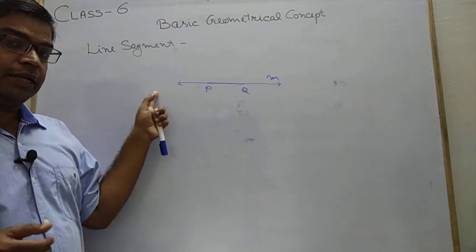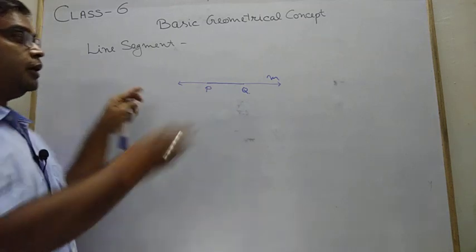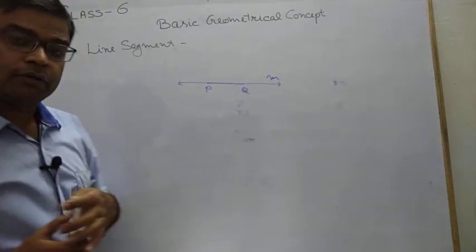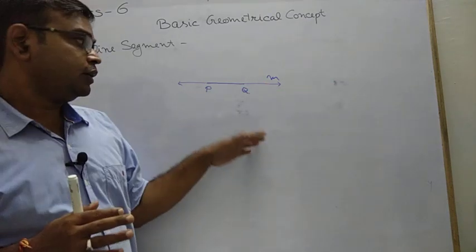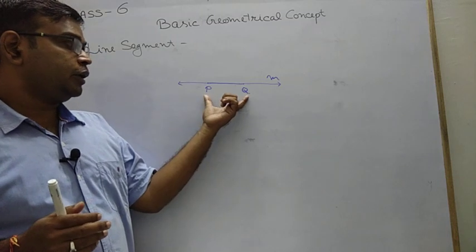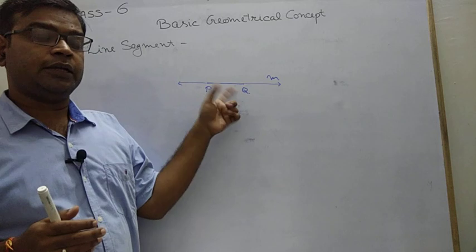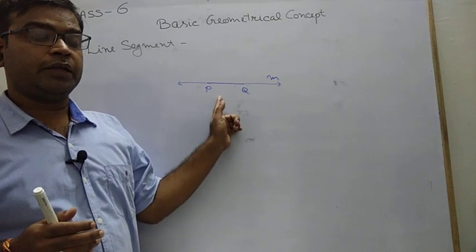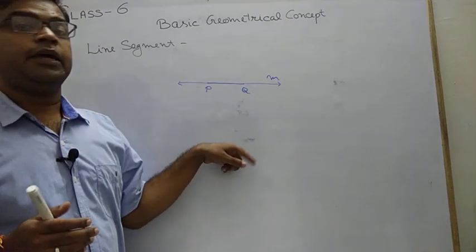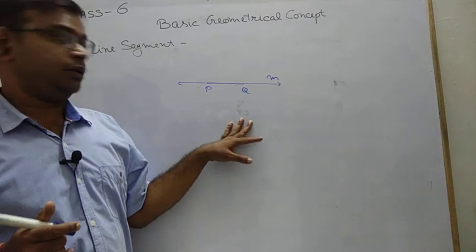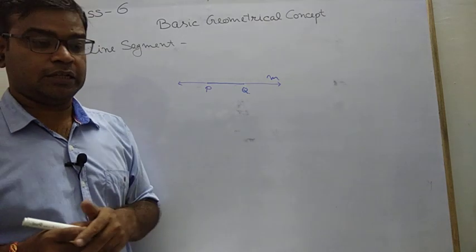This is complete M. The line can extend in either direction or both directions, but point P and point Q are on the line, and the part of the line in between P and Q, including P and Q, is known as your line segment. So this is known as your line segment.